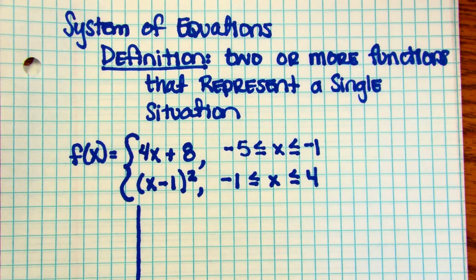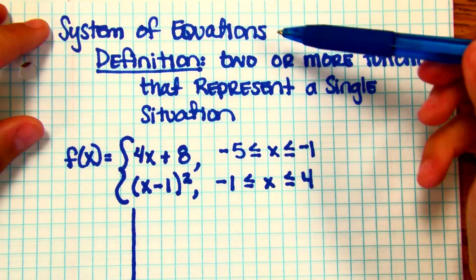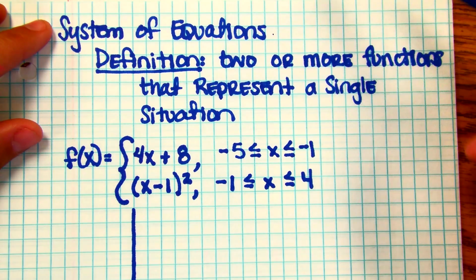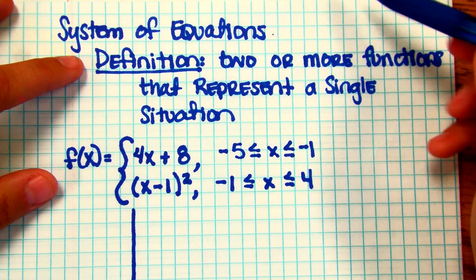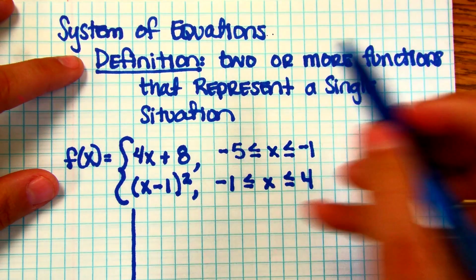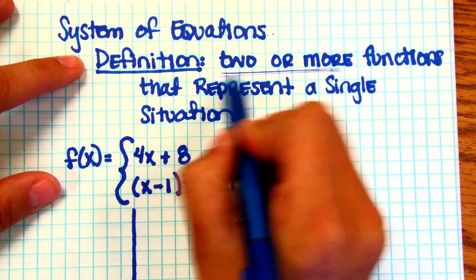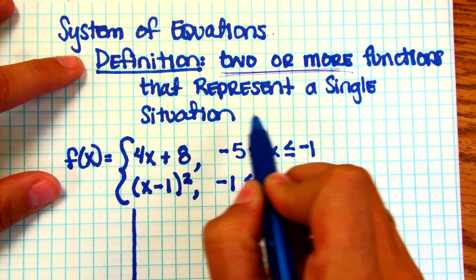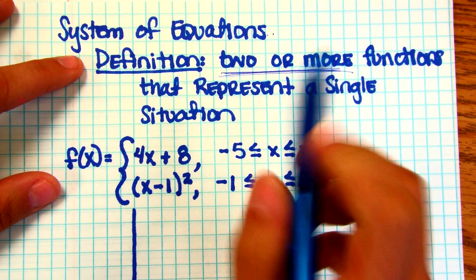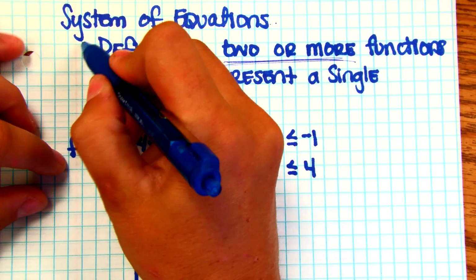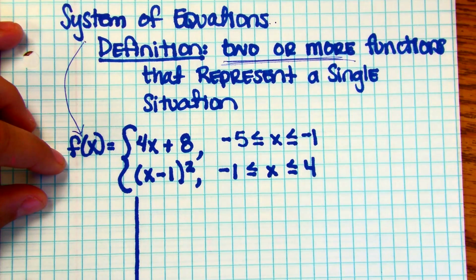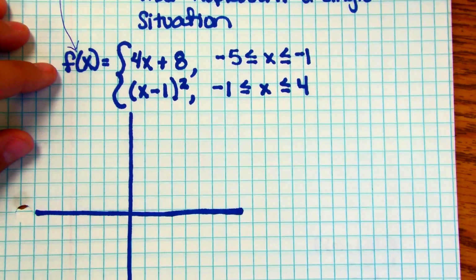Okay, so this is about graphing systems of equations, which is slightly different than our last lesson. The definition of a system of equations is two or more functions that represent a single situation. And so here is an example of a system of equations where I have two functions.